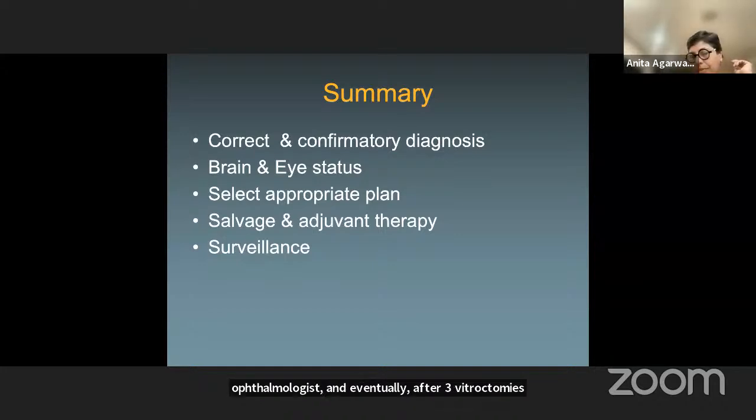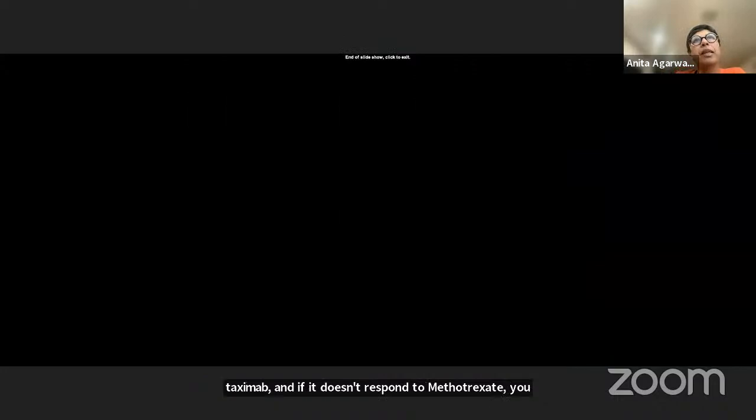Thank you. I've also used rituximab. Rituximab can be used intravitreally, but the response with methotrexate is better than with rituximab. And if it doesn't respond to methotrexate, you could use intravitreal rituximab in addition as a treatment.